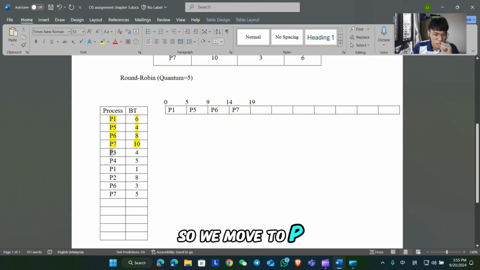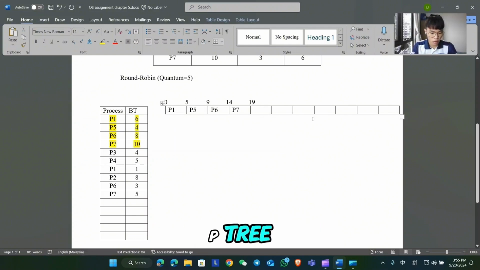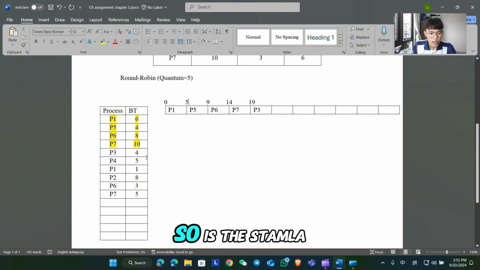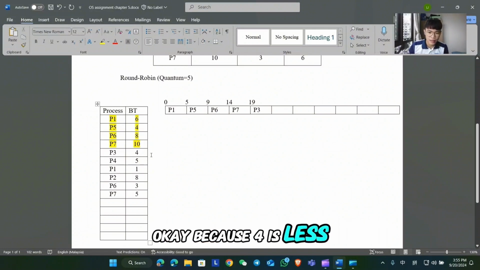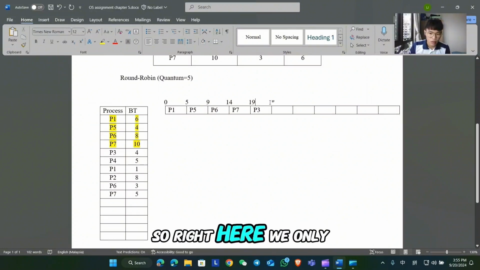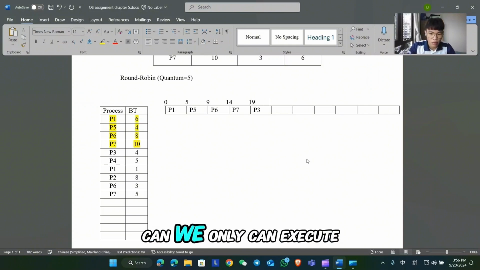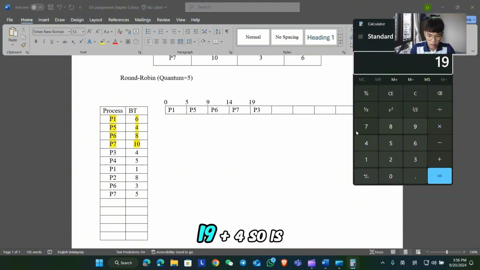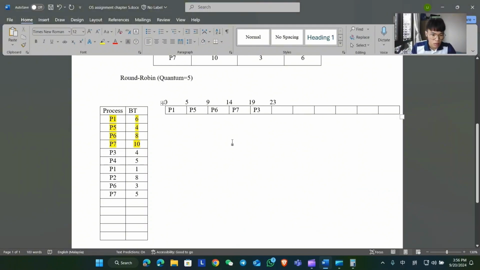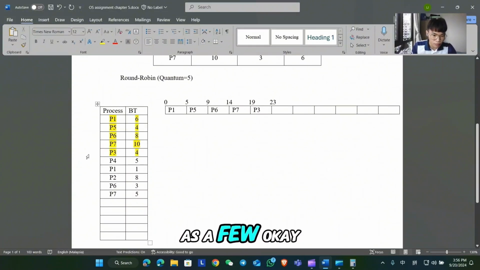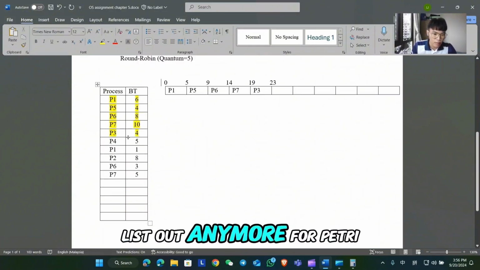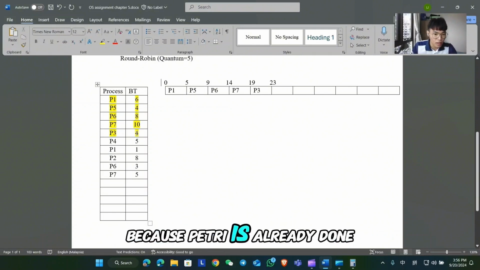Then we move to P3. Here is P3, and the burst time is 4. It's the same: the CPU cannot execute process 3 for 5 milliseconds, because 4 is less than 5. So we can only execute 19 plus 4, which is 23. So 23 right here. We highlight that, which means it is already done, already executed. We don't need to list P3 anymore, because P3 is already done.